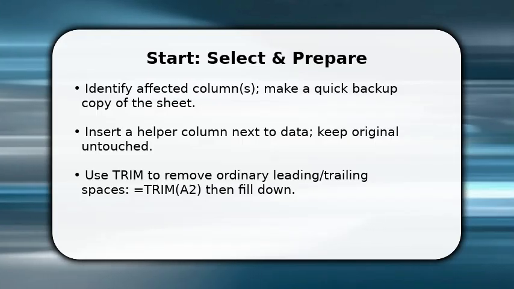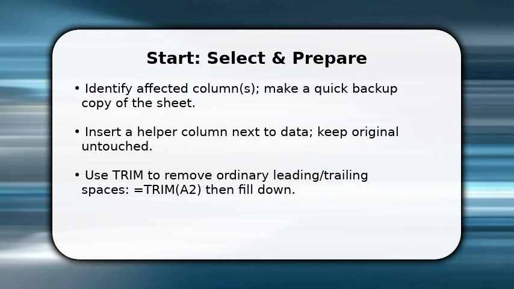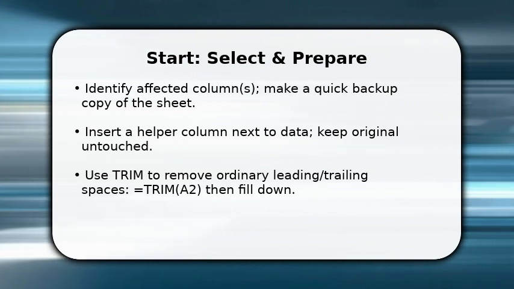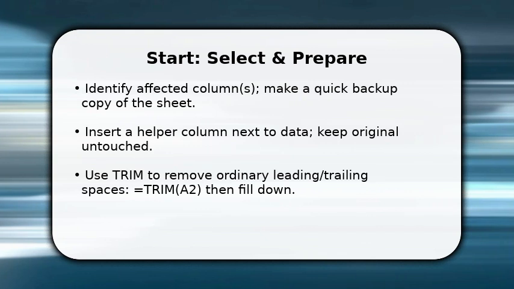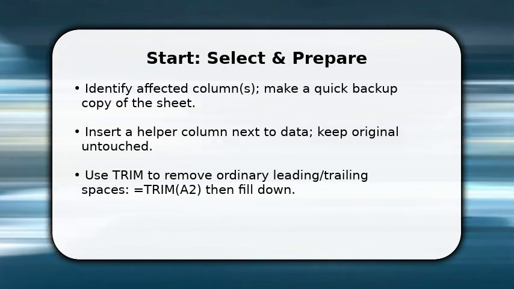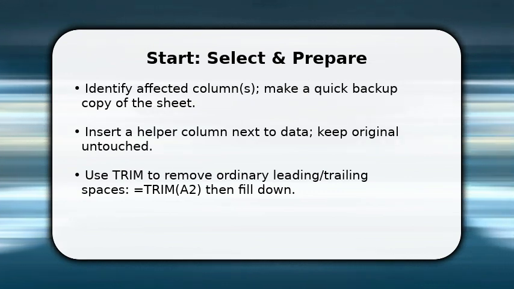You start by selecting the column that has stray spaces and immediately make a quick backup copy so you can revert if needed. Next, insert a helper column beside the data and type =TRIM(A2) in the first row. This removes ordinary leading and trailing spaces. Press Enter and fill the formula down the helper column to process every cell. Once done, you'll visually verify results before replacing originals, so you don't lose any formatting or unexpected characters.